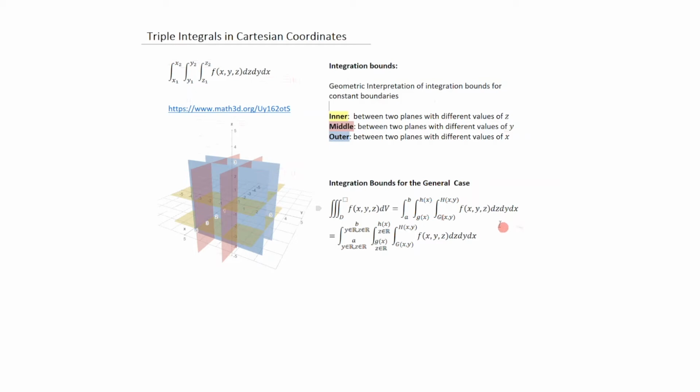If we were to do an iterated version of this, that means change the order, then all of these would have to change. So for instance, if we had y first, then this would have to be a function of x and z, and this would have to be a function of x and z, and so on. So this is basically what we meant by the interpretation of triple integrals in Cartesian coordinates.